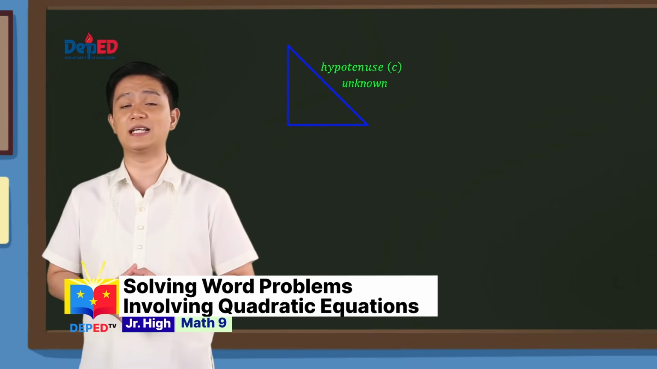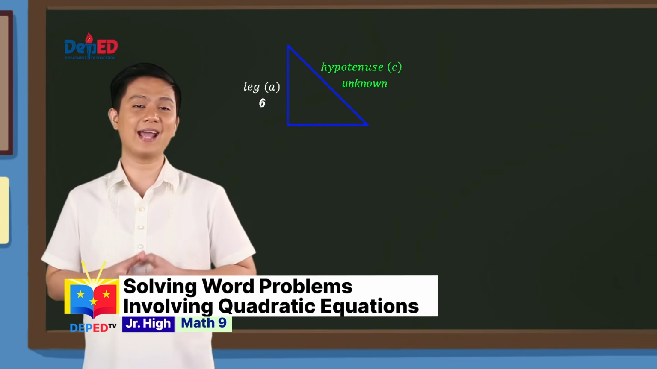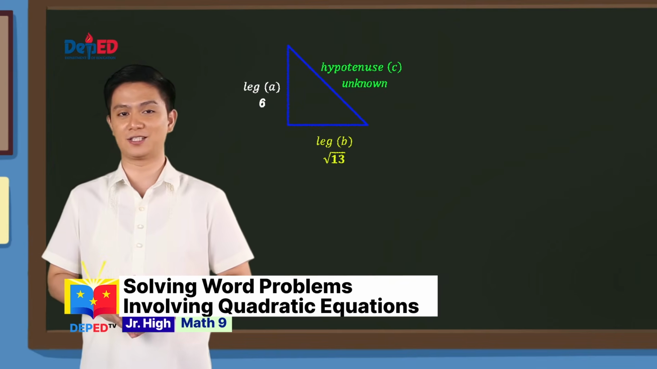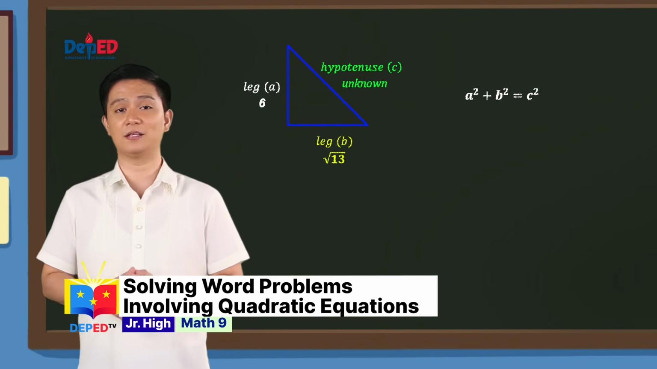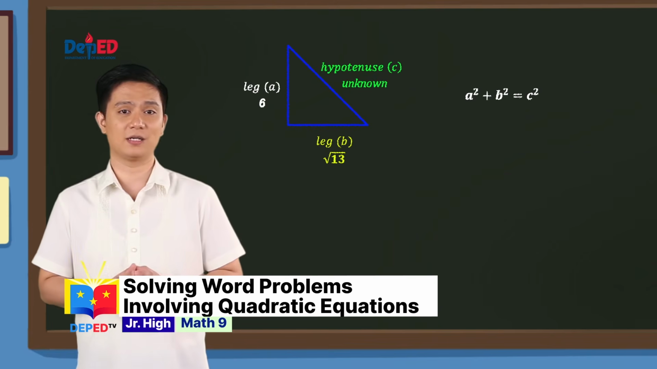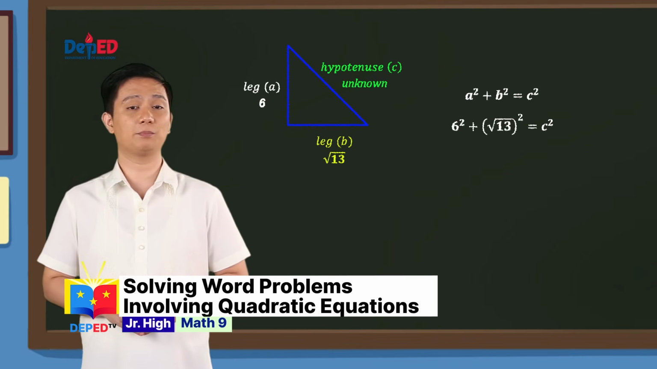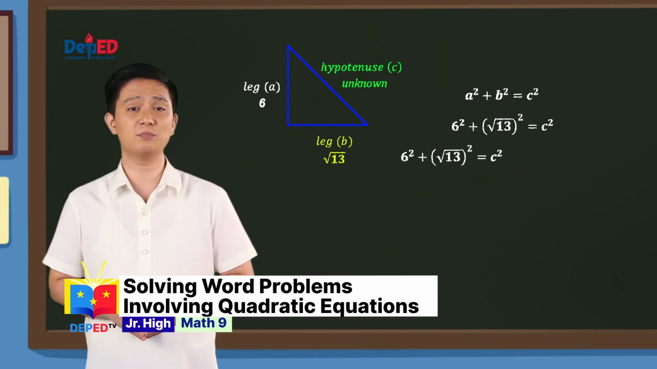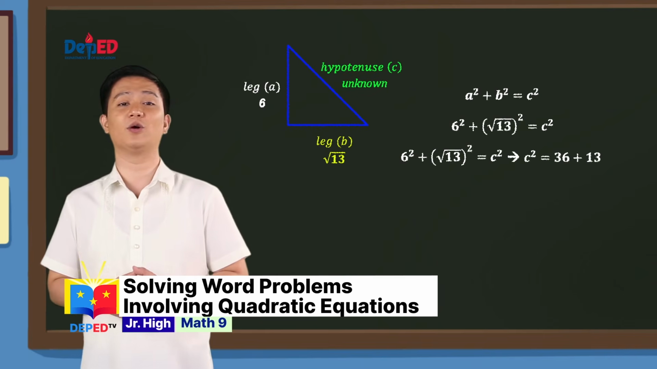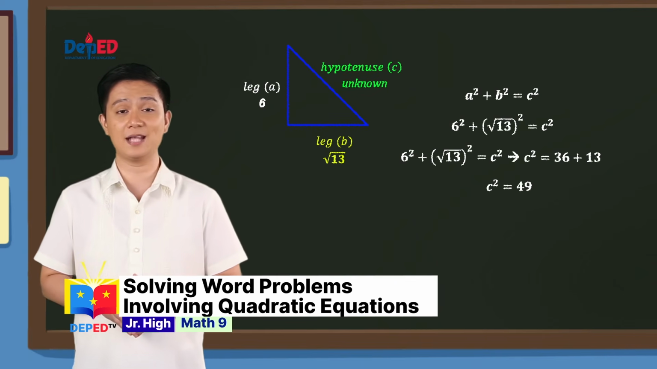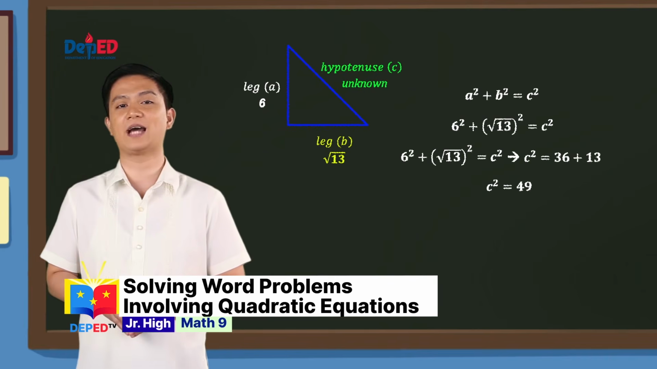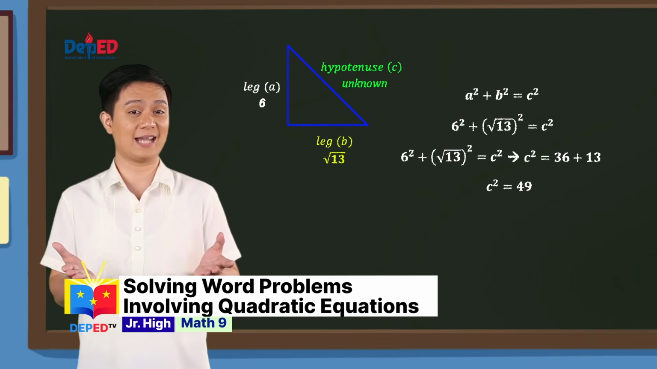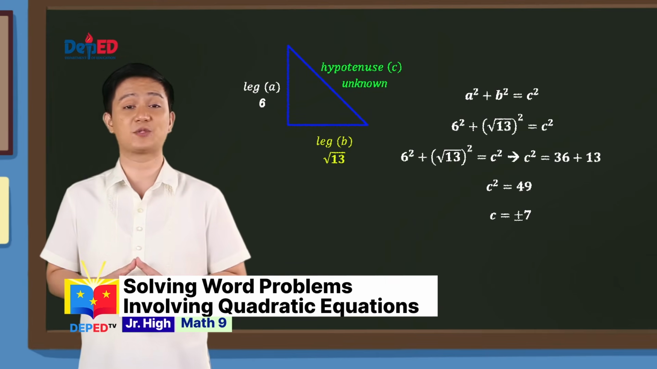The hypotenuse C is unknown. Let the leg A be 6 units long, while leg B is square root of 13 units long. Applying the Pythagorean theorem, we can arrive at the equation 6 squared plus the square of square root of 13 equals C squared. This means that C squared is equal to 36 plus 13, and hence C squared must be equal to 49. Extracting the square root of both sides, we must get that C is positive or negative 7.